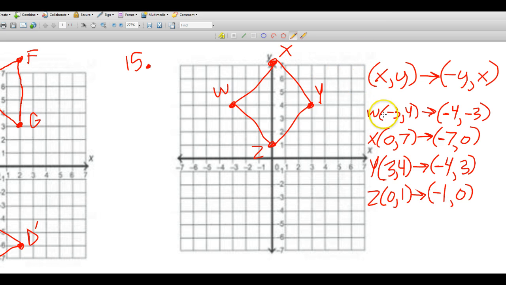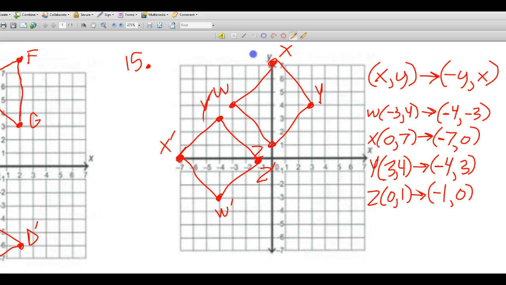So then plot these points. So W prime would be at -4, -3. And X prime at -7, 0. Y prime at -4, 3. And Z prime at -1, 0. And connect the vertices of your image.